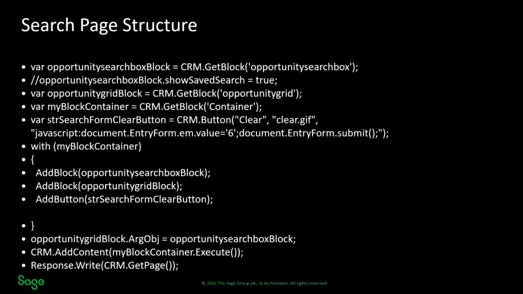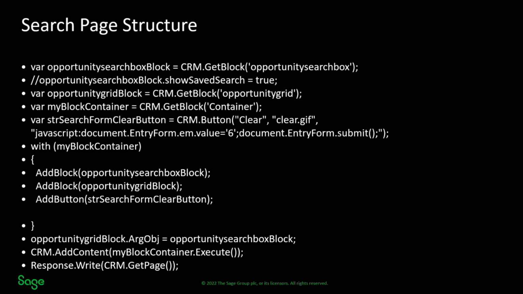I'm using the variable, the method getBlock, to retrieve the opportunity search box from metadata. Because it is a search block, I can set a flag to turn on the idea of saved searches, so they're available. I'm getting the second block, which is the opportunity grid, and then I'm building something called a container. A container is used inside a complex screen to allow you to refer to all elements together. It controls the display, but it mostly is concerned with the idea of grouping elements in an association.